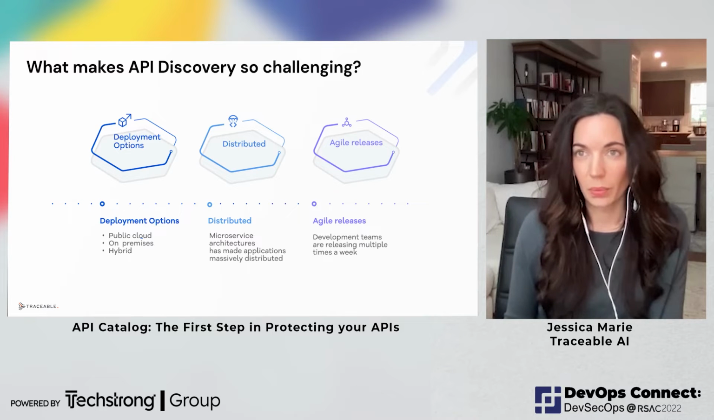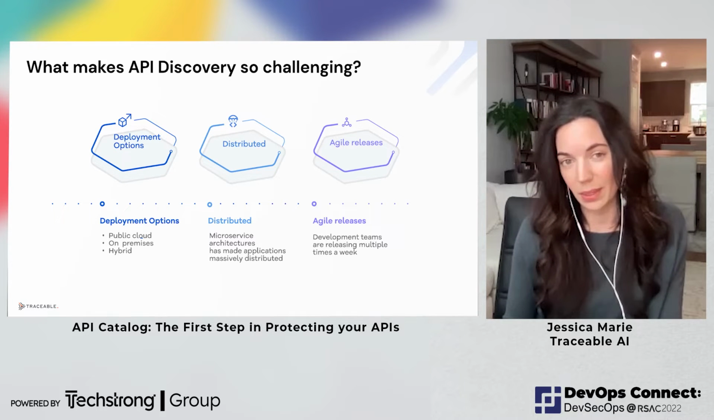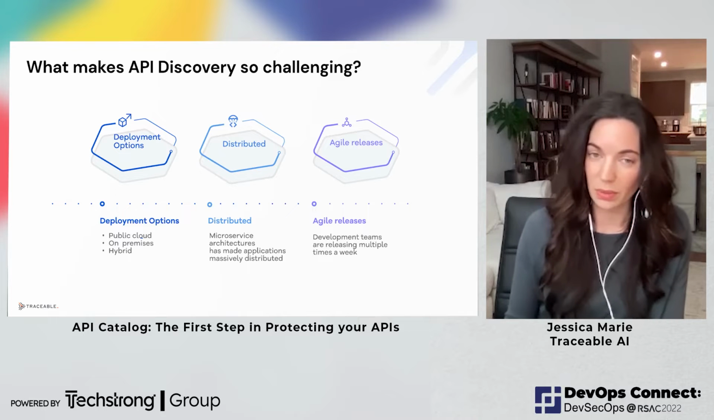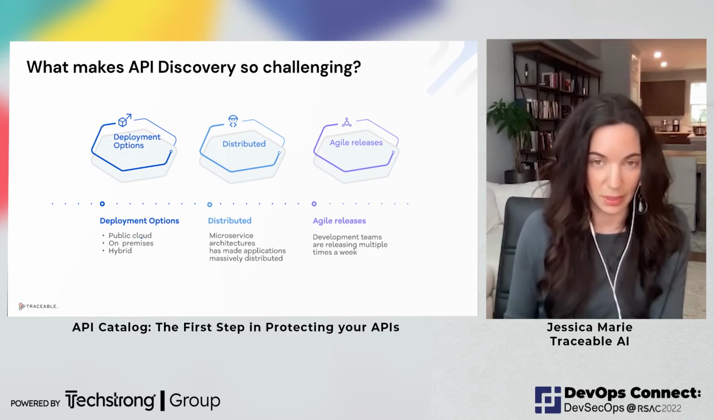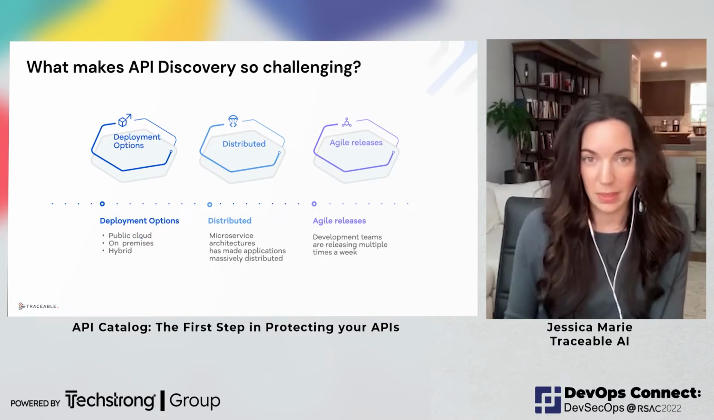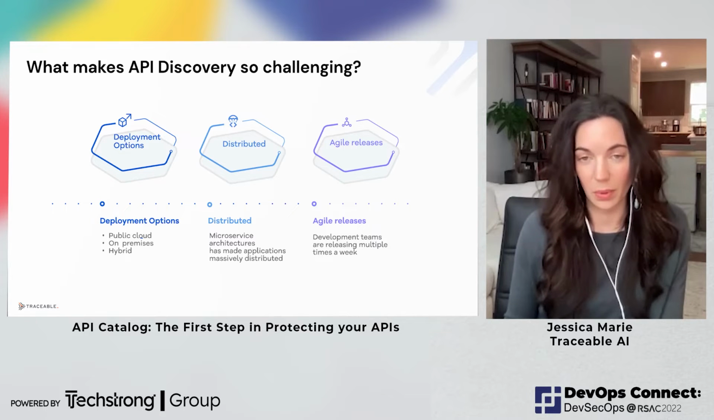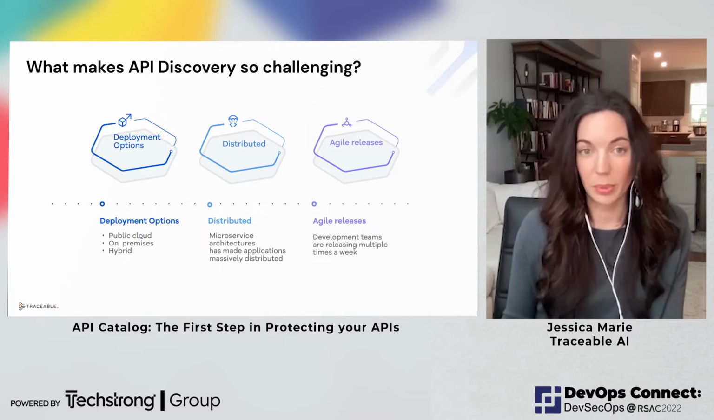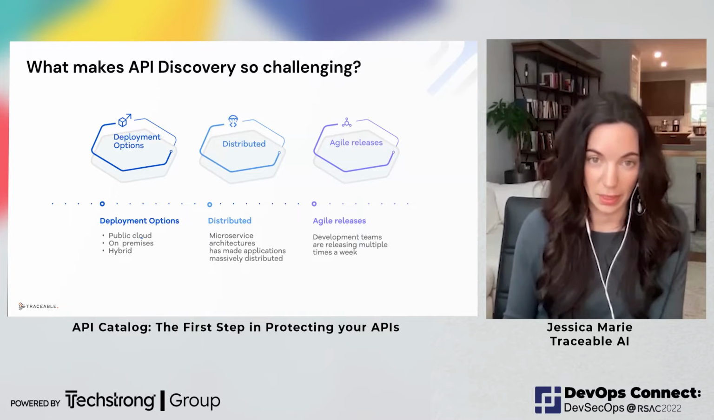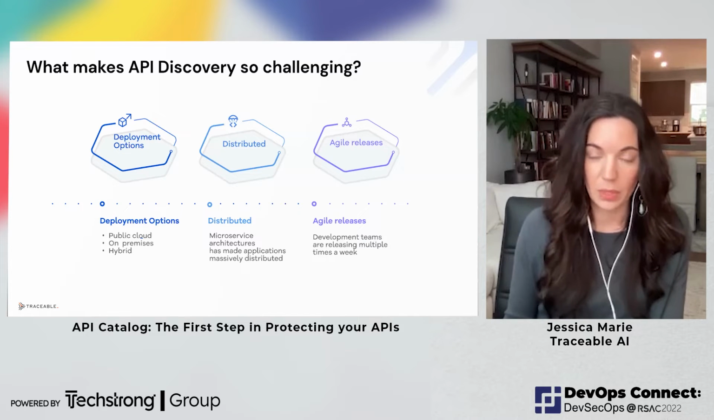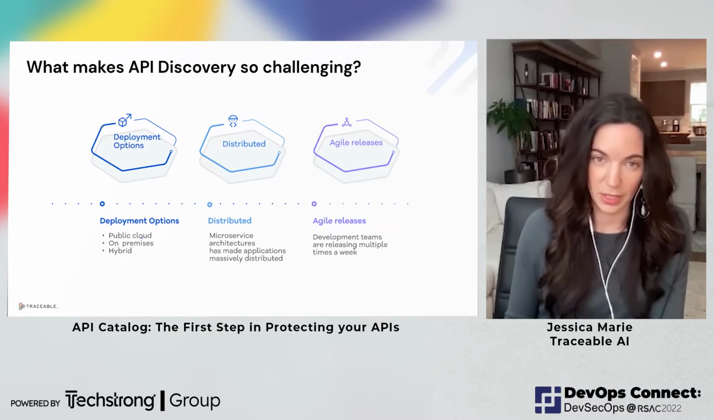And so the bottom line around this is that what is internal and external just isn't as clear as it used to be. And because of this, it's becoming increasingly more important to have complete visibility into all those APIs so you can make better security decisions.